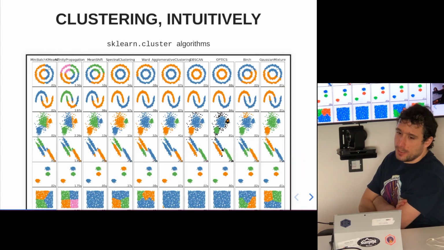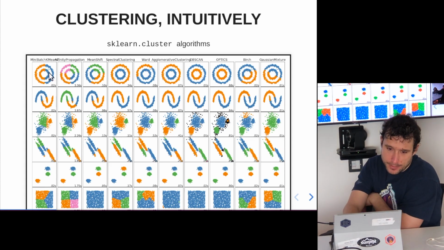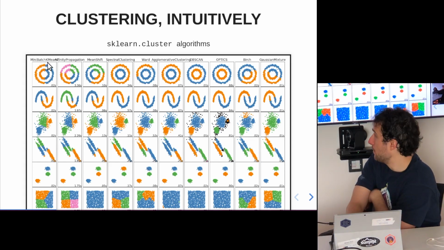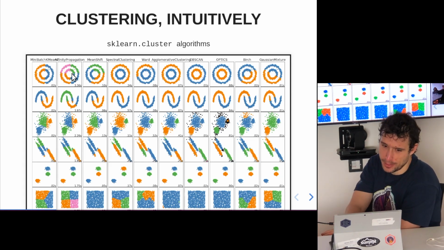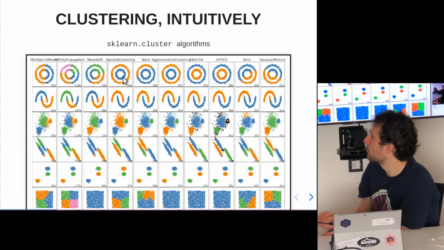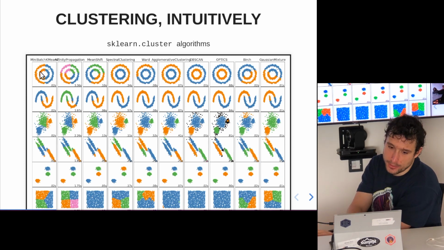This is a picture that comes from the scikit-learn website, which compares all the different clustering algorithms and their results on different kinds of data. For example, we are going to talk about the k-means algorithm, of which the mini-batch k-means is basically a very highly optimized version, and we're going to talk about the affinity propagation and spectral clustering.